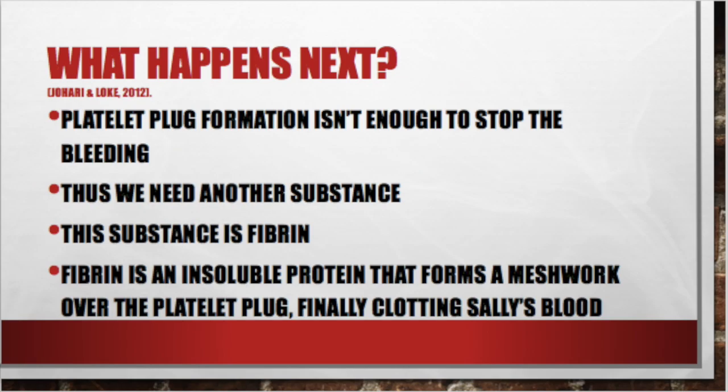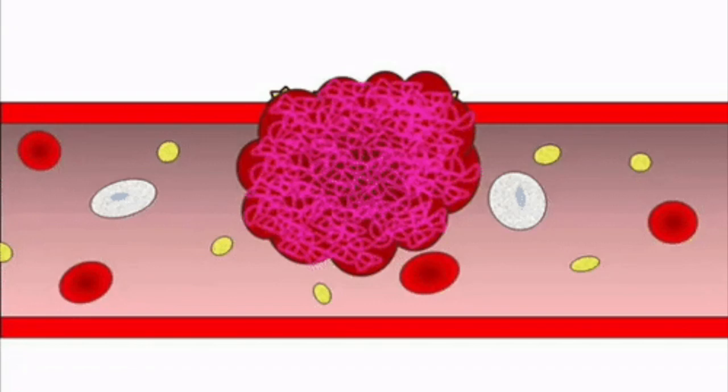However, this plug won't stop Sally's finger bleeding for long, and thus we need another substance for the formation of a clot. This is where secondary hemostasis occurs, and we see fibrin, which is an insoluble protein, form a meshwork around our plug, finally clotting Sally's blood. But first, we need to talk about where fibrin came from.